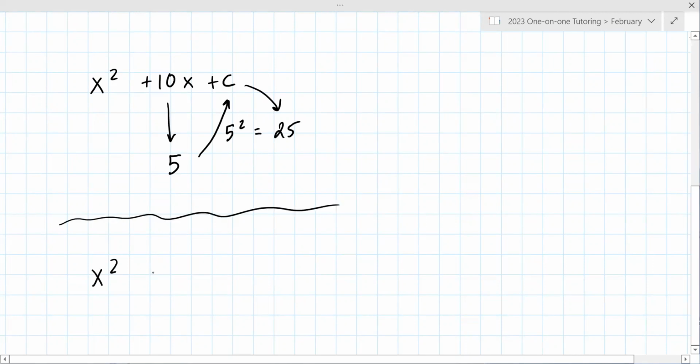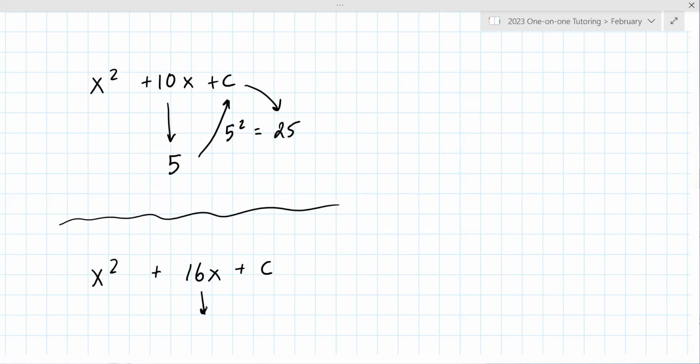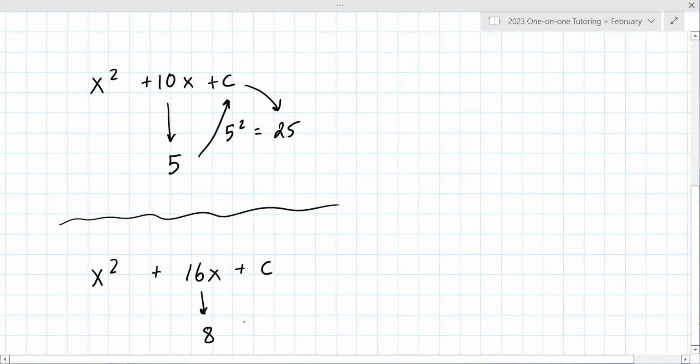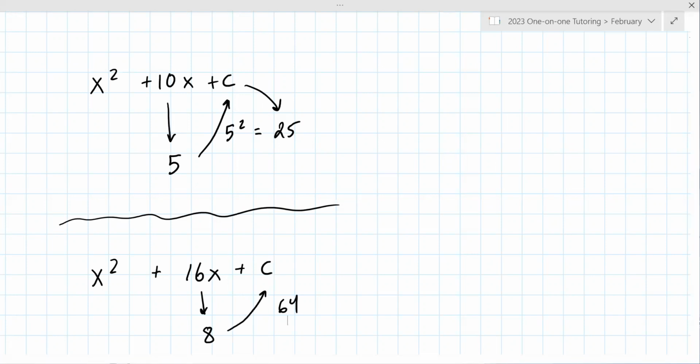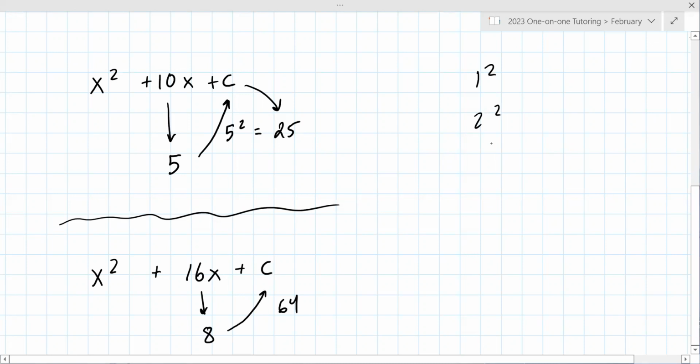X squared plus 16x plus C. Chop that in half. 8 times 8 is 64. Is it? Yes. So you really got to know your table of squares. If you can use a calculator, and if you have one, please grab it.